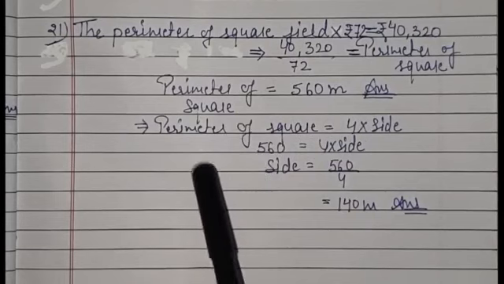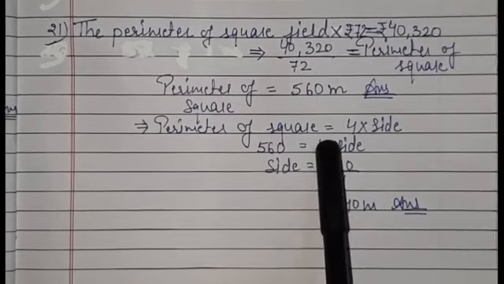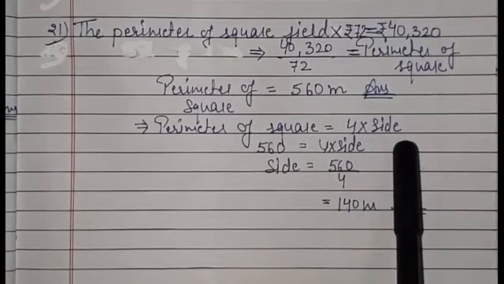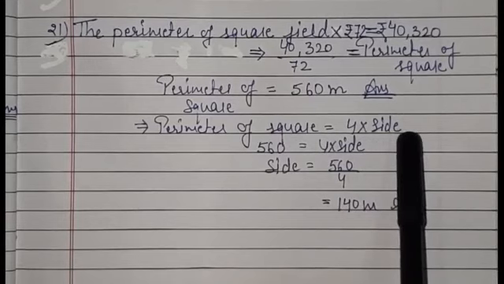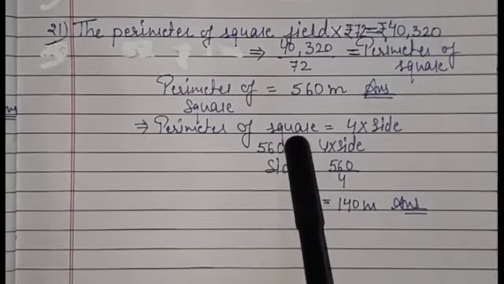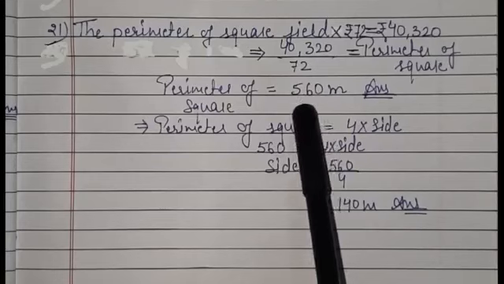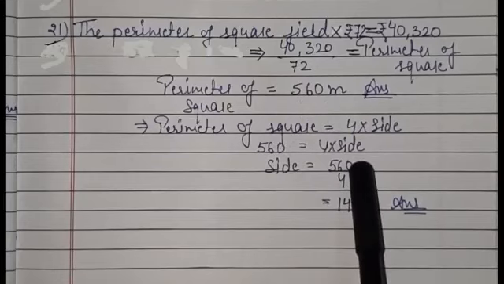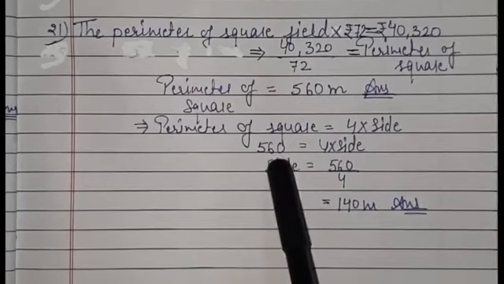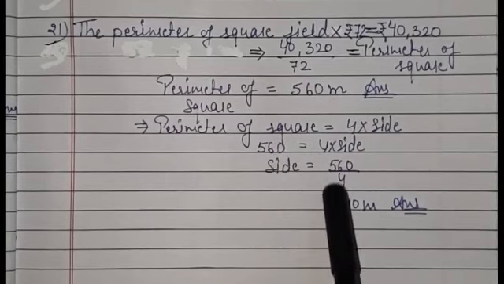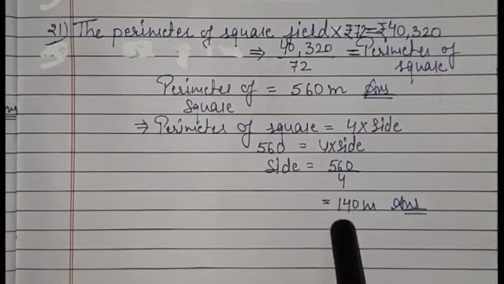Clear? And we know that perimeter of square is equal to 4 into side. So using this formula, put the value of perimeter of square, that is 560, and calculate side. So side is equal to 560 by 4, perimeter by 4. So when we solve, answer is 140 meters.